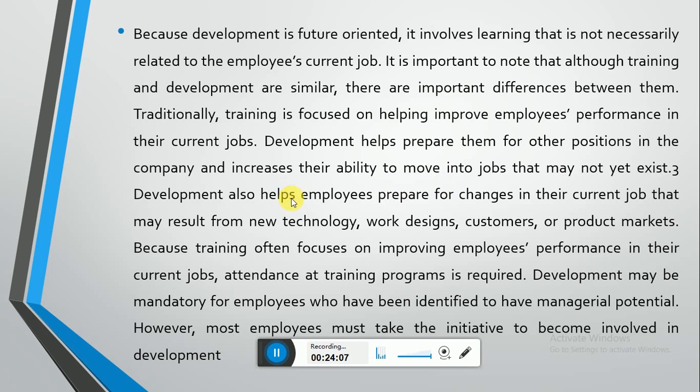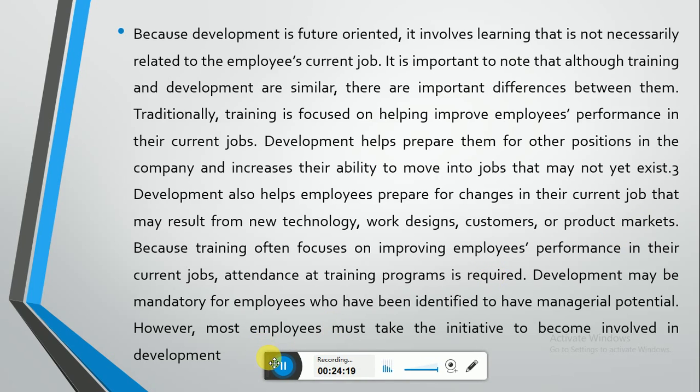Development also helps employees prepare for changes in their current job that may result from new technology, work design, customer or product market. So if you are working in a company that has different products and is operating in different parts of the world, in different countries, new technologies are coming, advancements in technology, definitely they need you. When they need you in another place, in another country, with different types of customers and work design, then you need what?